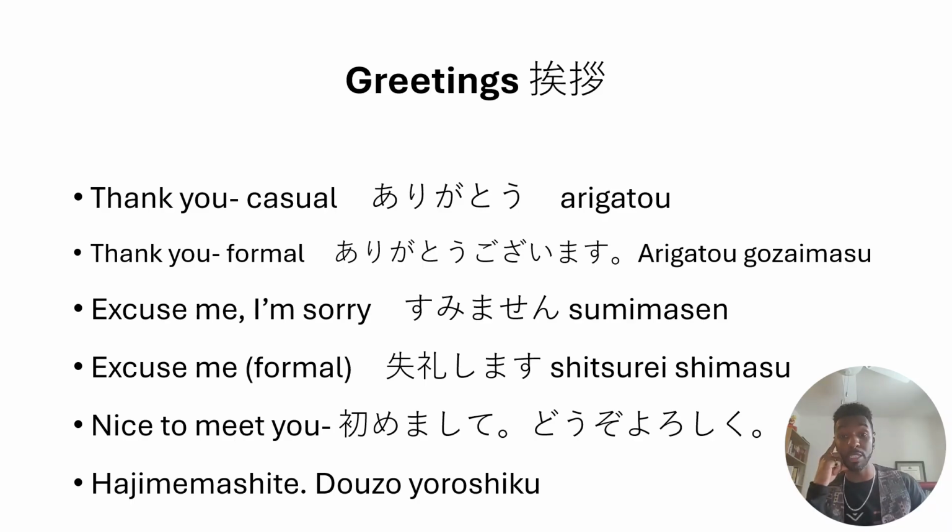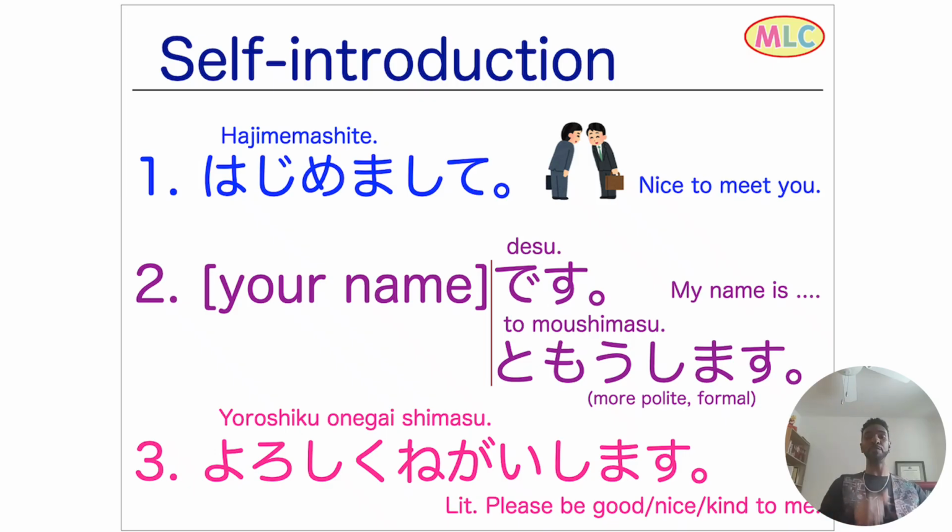Hajime means beginning. Hajime mashite. Dozo yoroshiku. That's a casual way to say nice to meet you. So, a self-introduction. The first thing you say is hajimemashite. That's the beginning part of nice to meet you. Hajimemashite. And then how you introduce your name, there's two ways.